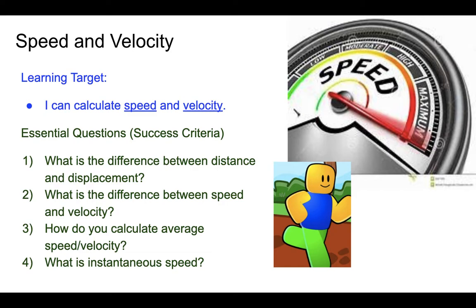The questions that we were hoping to answer: what's the difference between these terms distance and displacement? What's the difference between speed and velocity? We usually use those terms interchangeably, but there is an important distinction. And how do you calculate these things? And then one other term that we'll introduce to you is, what is instantaneous speed?